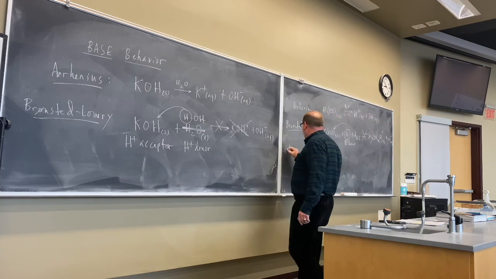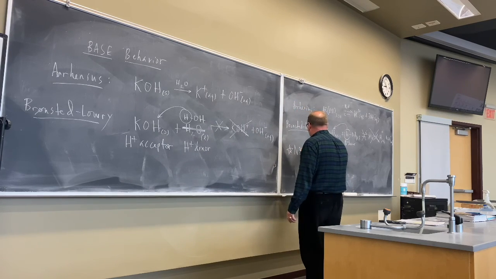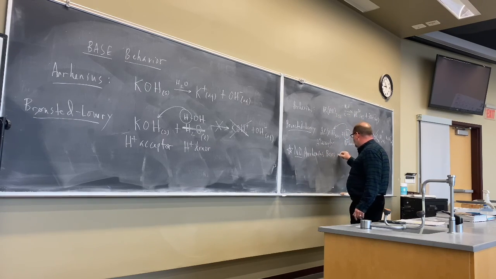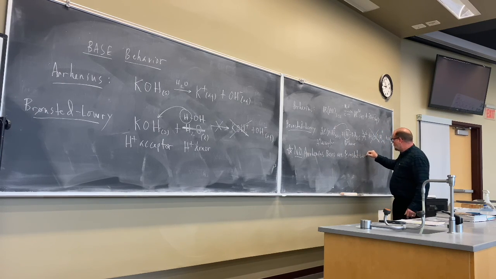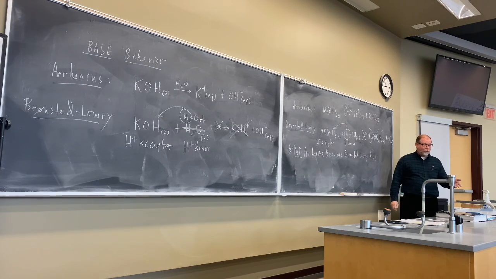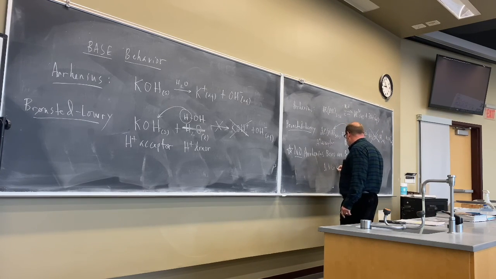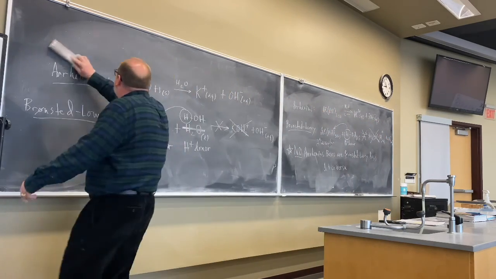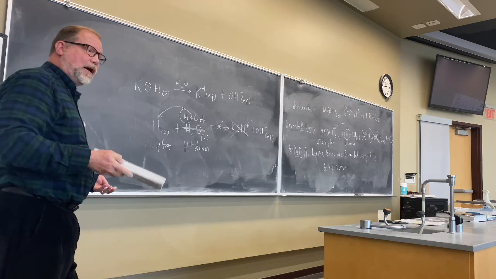And so, while all Arrhenius acids are Bronsted-Lowry acids, no Arrhenius bases are Bronsted-Lowry bases. And vice versa. If it's a Bronsted-Lowry base, it will never be an Arrhenius base. So, this begs the question, exactly what kind of chemical substance is a Bronsted-Lowry base?